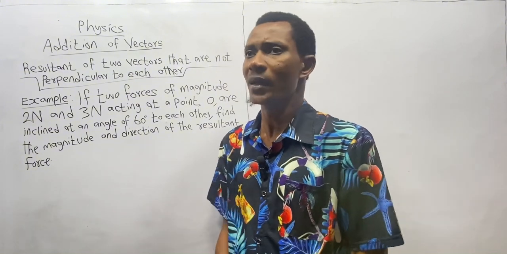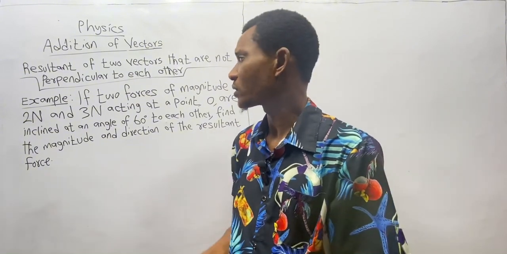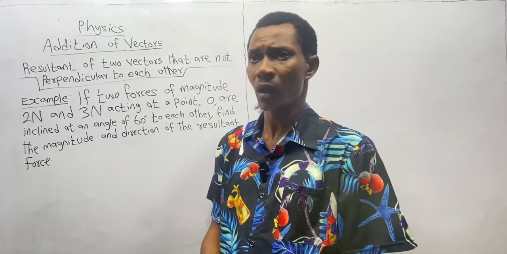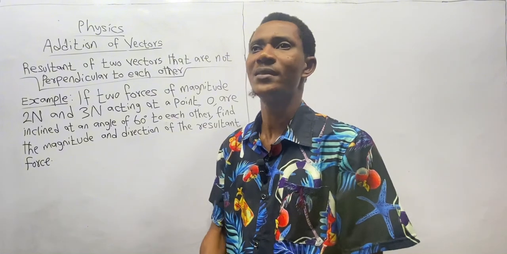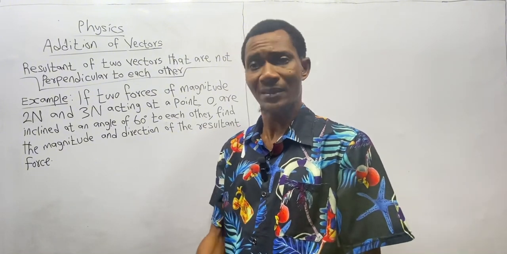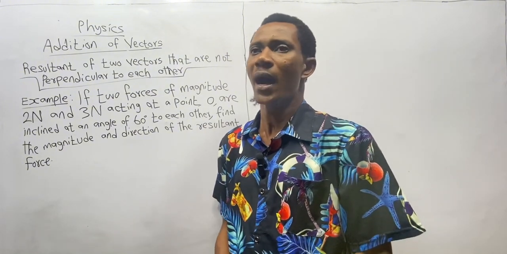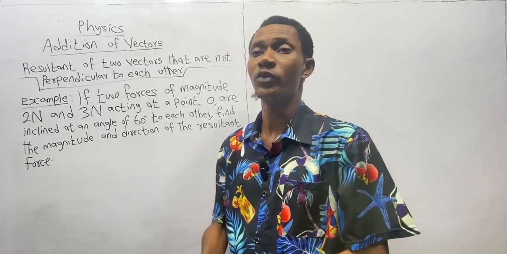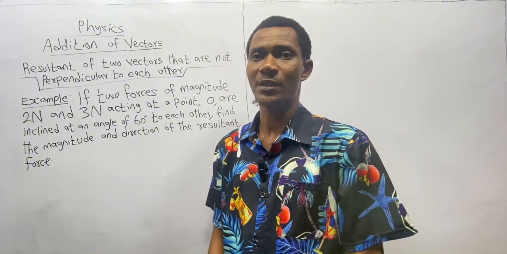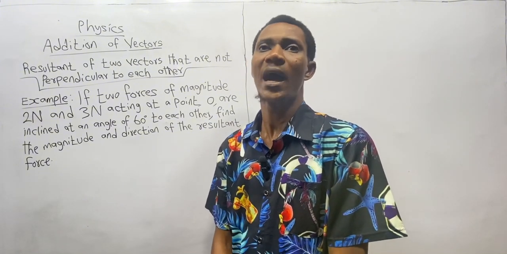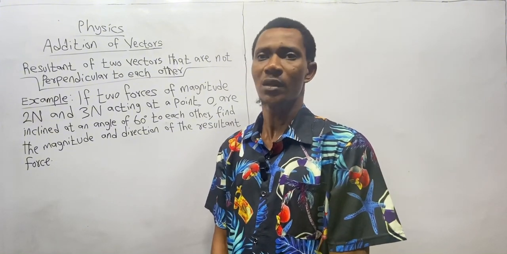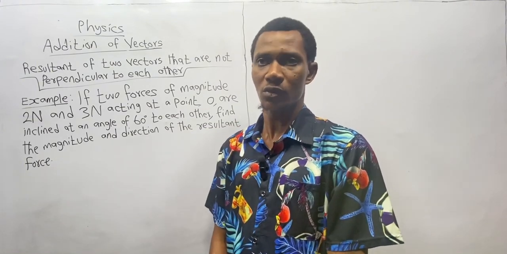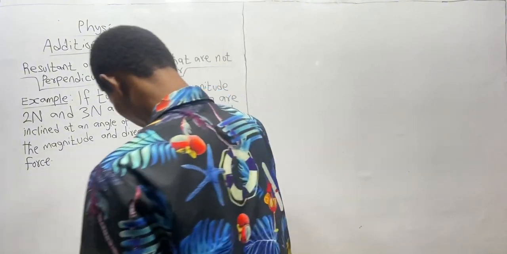It is very simple. In solving for the resultant of two vectors that are not perpendicular to each other, we use the cosine rule and sine rule to find the magnitude of the resultant force or vector and the direction of the resultant force or vector respectively. The question now is, how do we go about it? Just relax. I'm here for you to deliver what you want to get. So, solution.